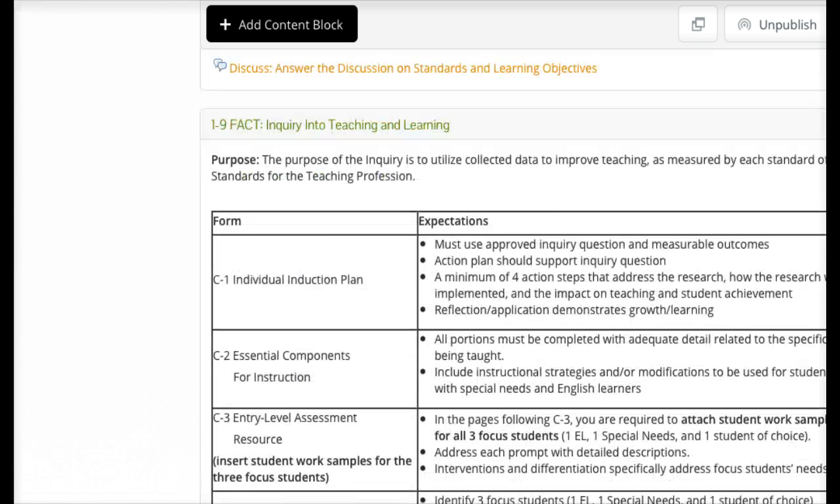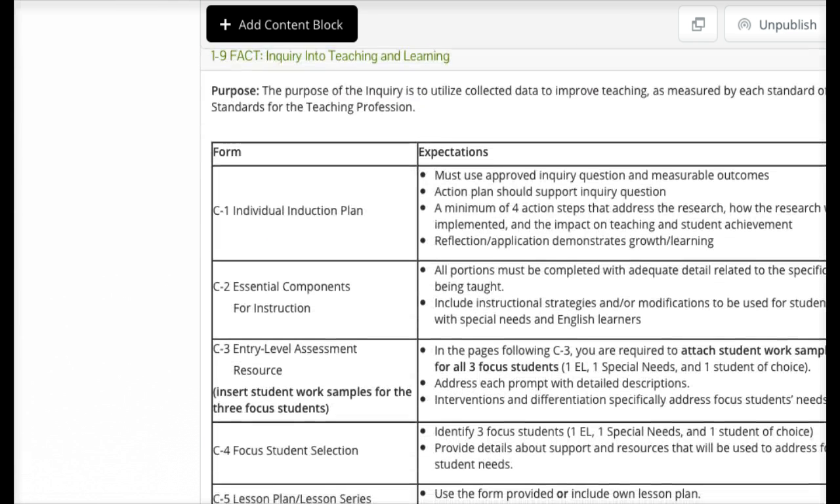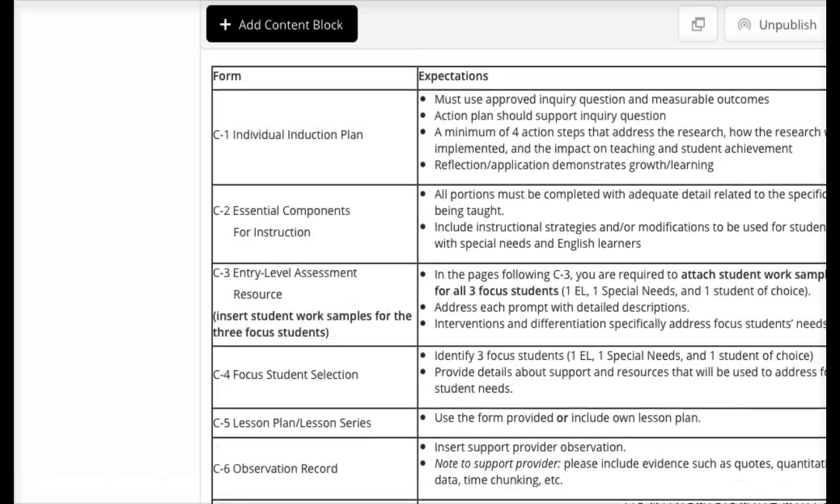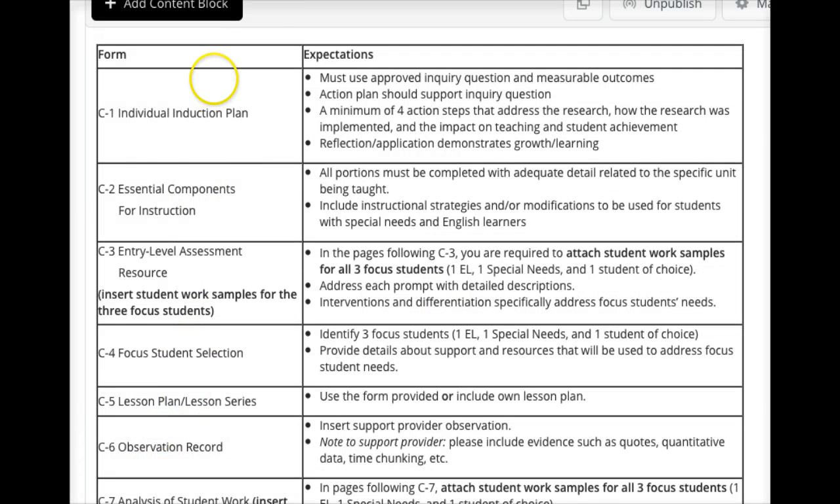As we scroll down, we begin to see a listing of all of the specific forms that combine together to make the documentation of our inquiry. Rather than read all of these titles to you, we want to point out that the forms are listed on the left, and they're all C1, C2, C3, C4, etc., and the expectations are in the right-hand column. This can be really helpful to you as you begin to move through this process.